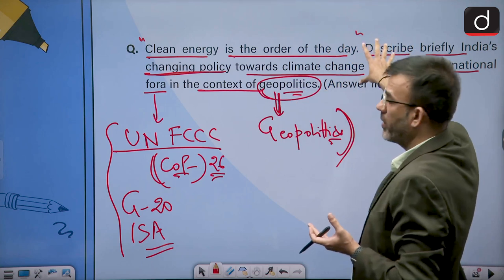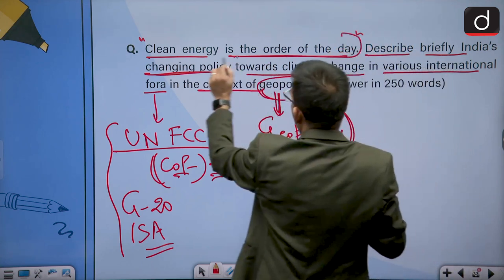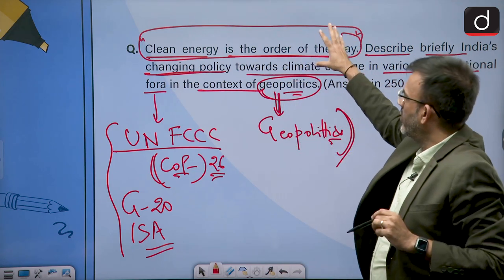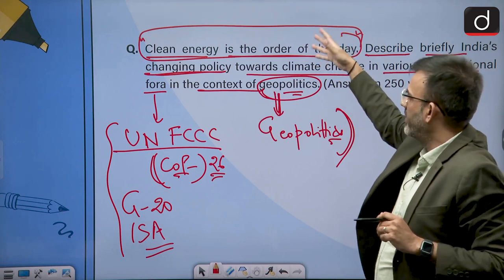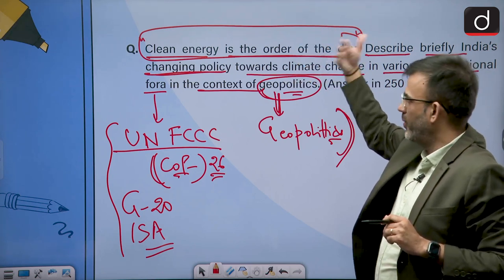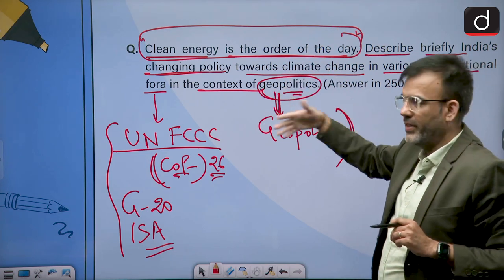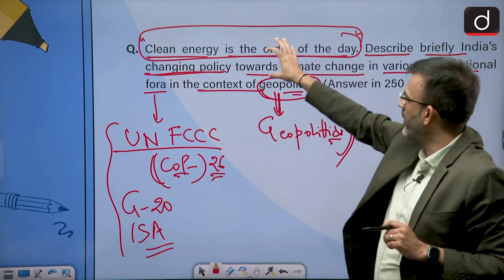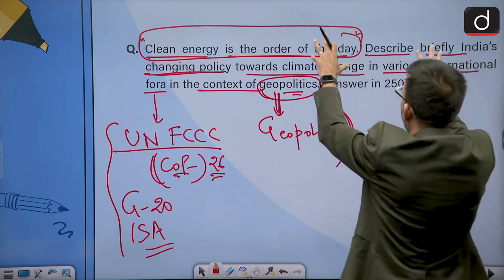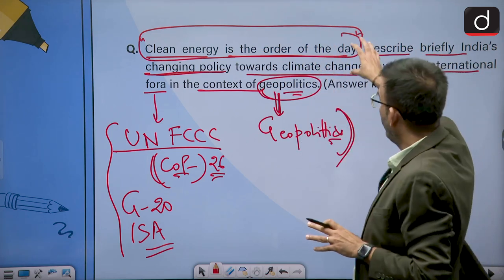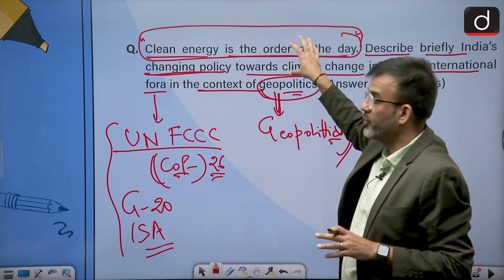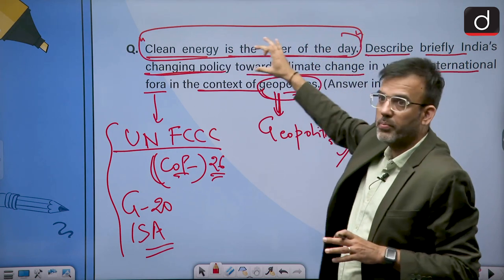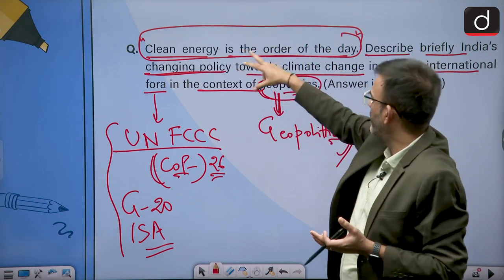But equally important is this statement. Why is it given? That clean energy has become the order of the day. This is not just a common dictum that everyone knows it is now time to talk about clean energy and get rid of fossil fuels. Why is this statement given? Because we have to correlate these two things. That now India has understood the essence of this, that we cannot just ignore this problem, just like other countries also. This has become the order of the day.